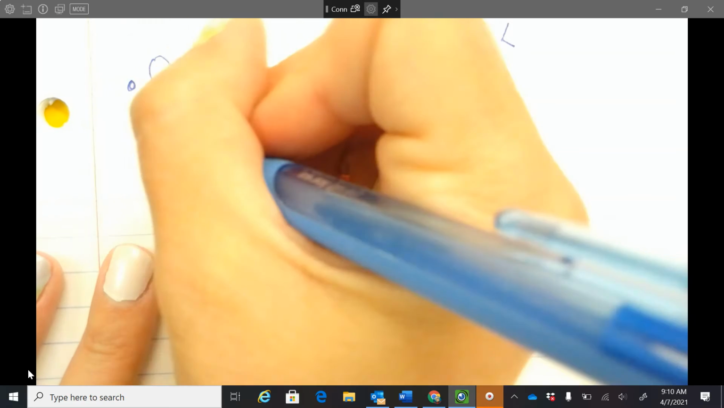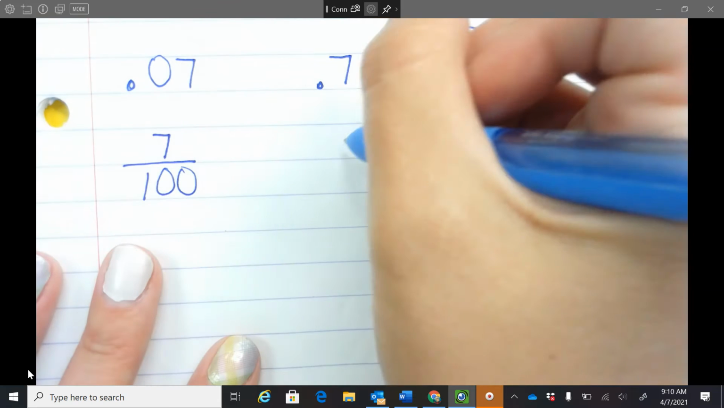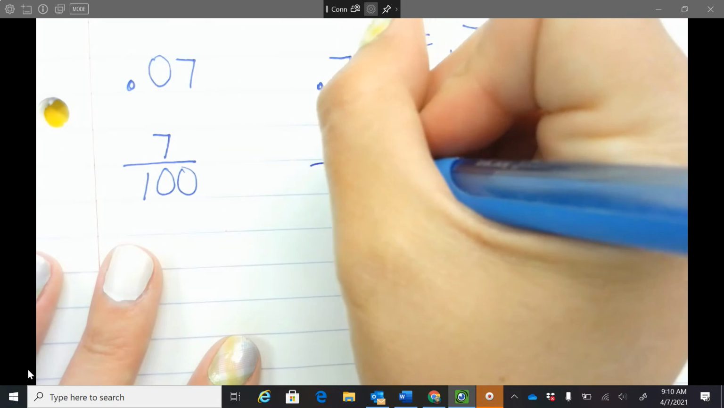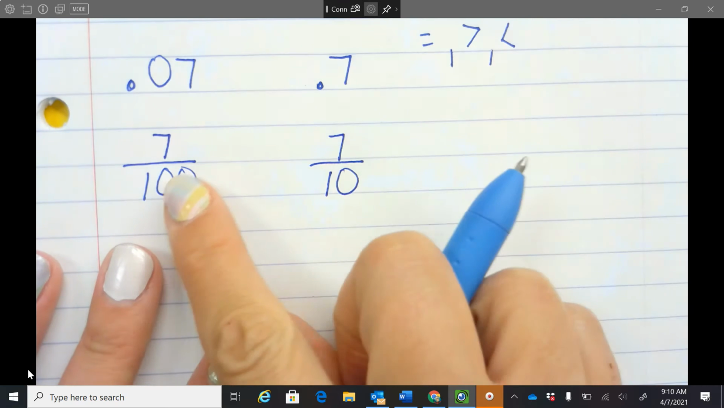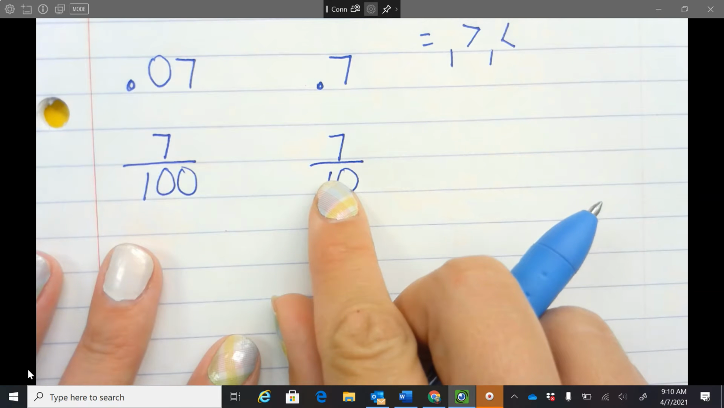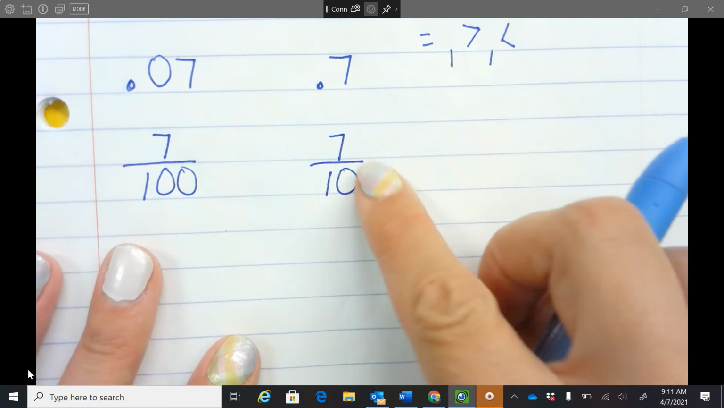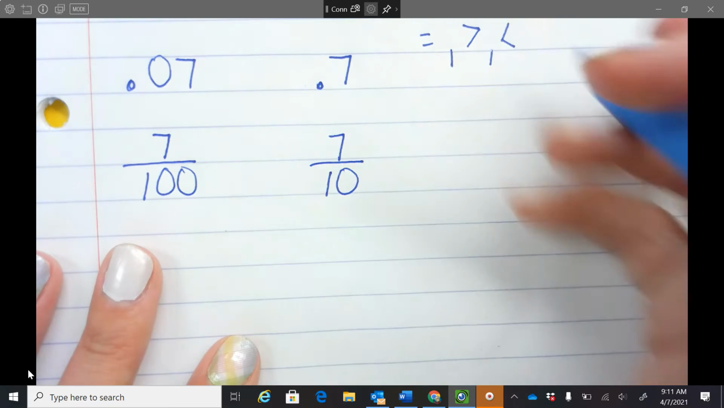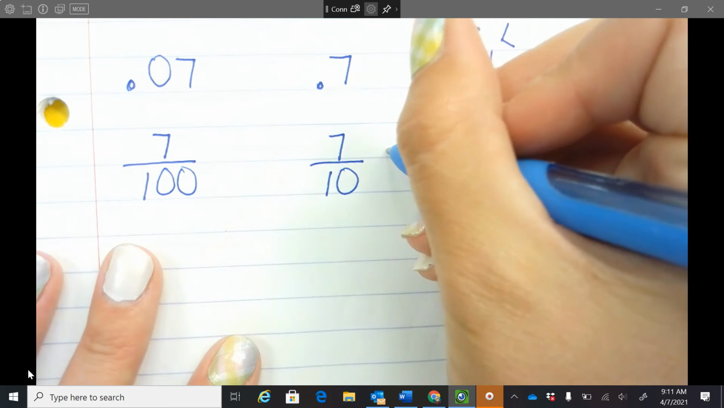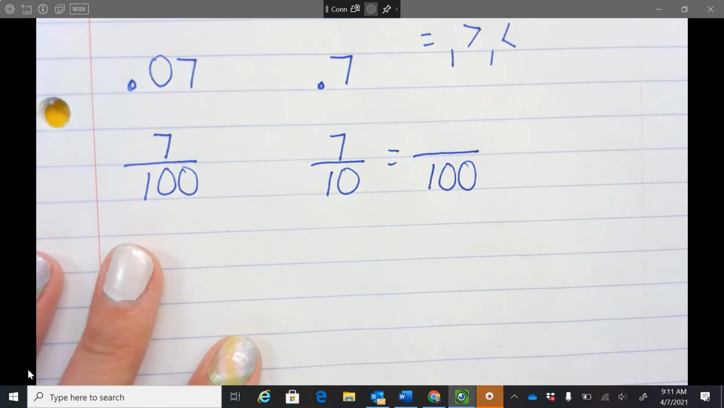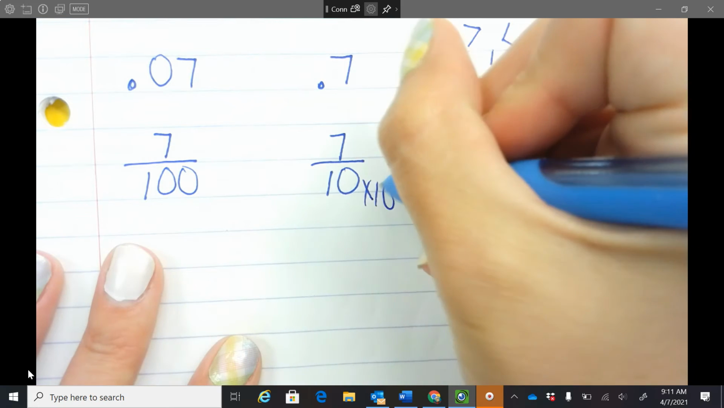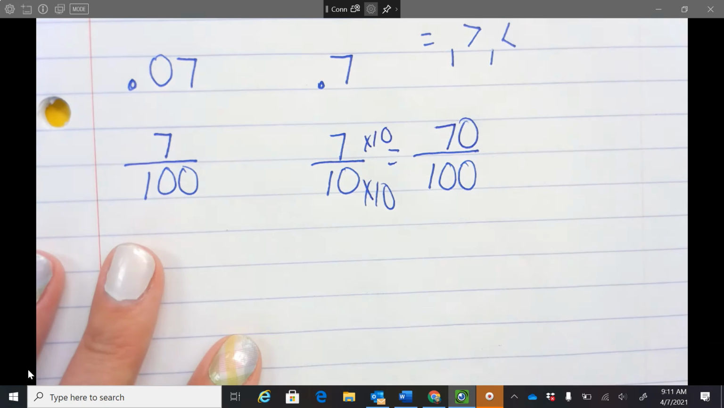Okay, so this number I'm going to write, we said that this was 7 hundredths. Is that right, Colin? Okay, and then we said that this number was 7/10. So they don't have the same denominator, do they? No. Good job, Bentley. So we're going to change this fraction to have a common denominator of 100 so we can compare them. Remember, you can't compare them unless they have the same common denominator. So times 10, times 10, and this would be 70.